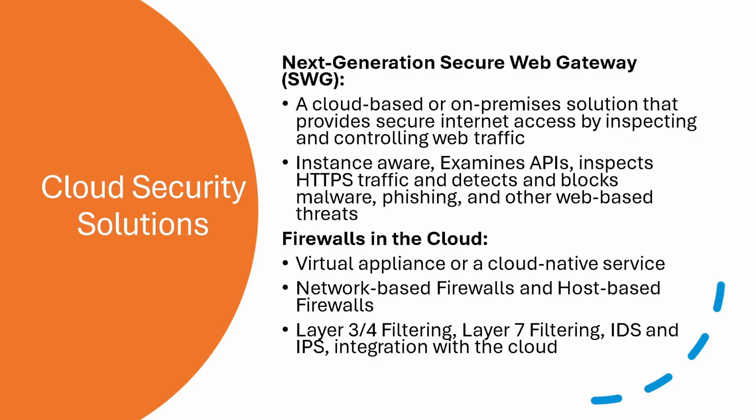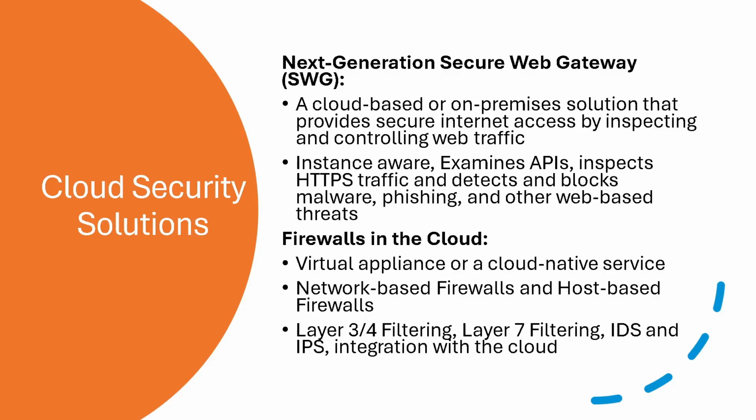An SWG is a cloud based or on premises solution that provides secure internet access by inspecting and controlling the web traffic. An SWG is instance aware, examines APIs, inspects HTTP traffic, and detects and blocks malware, phishing, and other web based threats. Firewalls in the cloud.